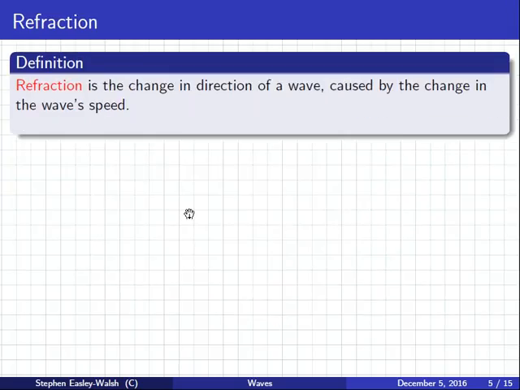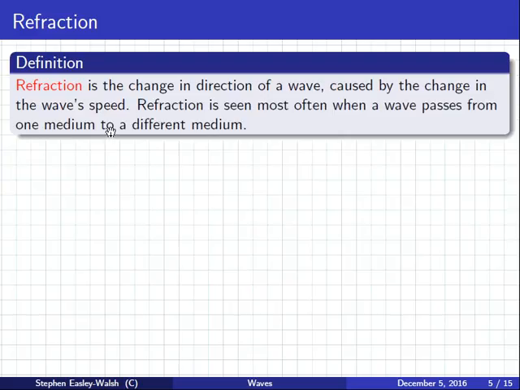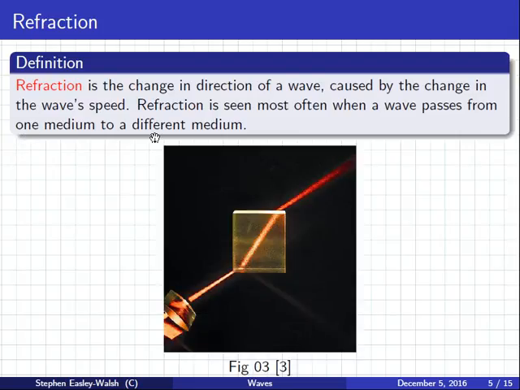So the next one now is refraction, and that's the change in the direction caused by change in the wave's speed. Refraction is seen most often when a wave passes from one medium to a different medium. Here is a good example. So here is air, here is glass, and here is air. The light changes its direction as it moves from air to glass. Then, as it moves from glass to air, it changes the direction again. This is called refraction.